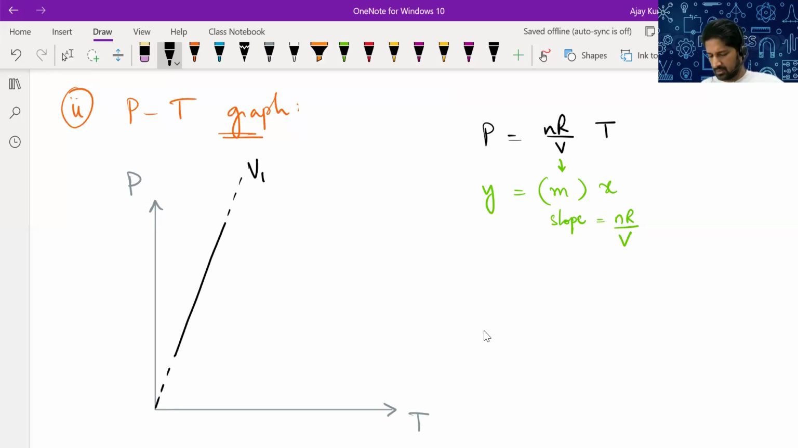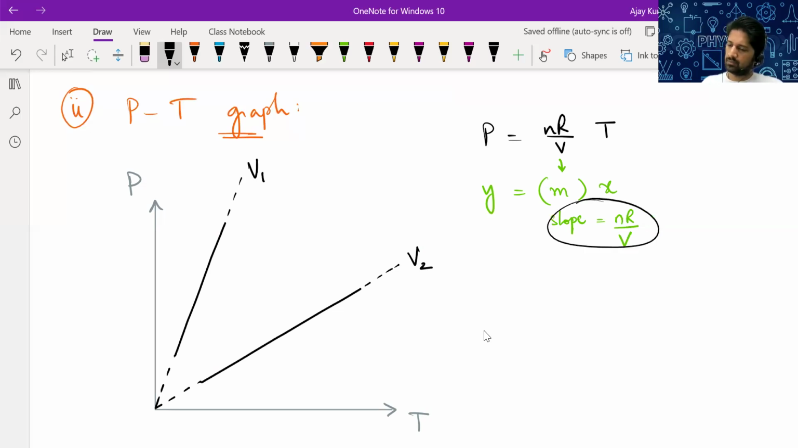like this. For the same gas, at another volume, if you carry out the process, the graph could be like this at a different volume V2. Now, what's the difference between these two graphs? The slope is different. First one has greater slope.